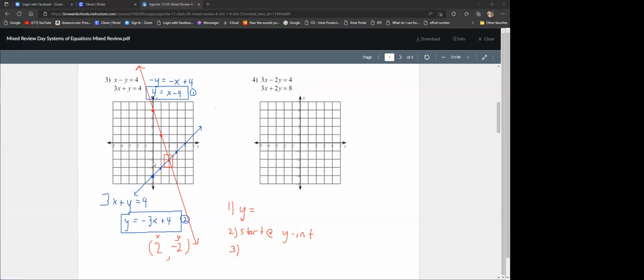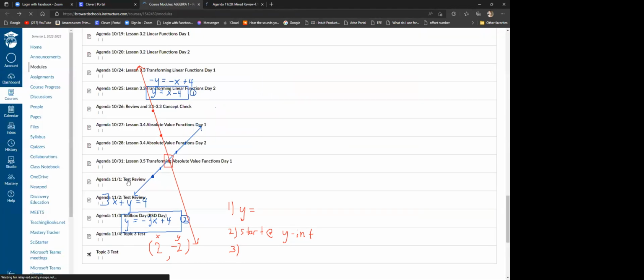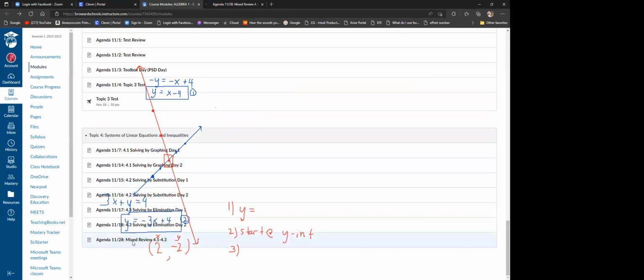It says solve both for y. Yeah, that's step 1. Then graph line 1, and then graph line 2. Visually identify the point of intersection. Yeah, I could try and pull it up real quick if you want. All right, go ahead. Well, I wanted you to say for number 3, start at the y-intercept, using the slope to find the second point. That's how you find the second point.